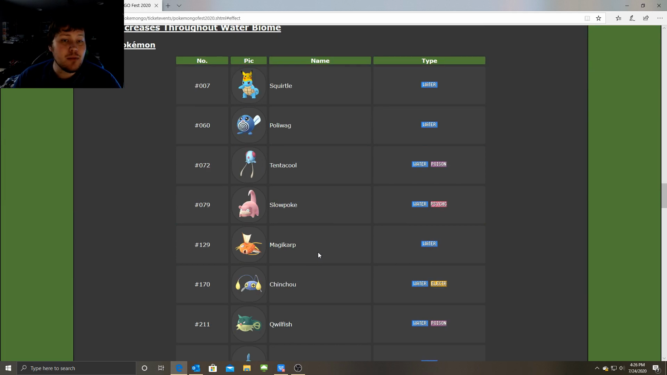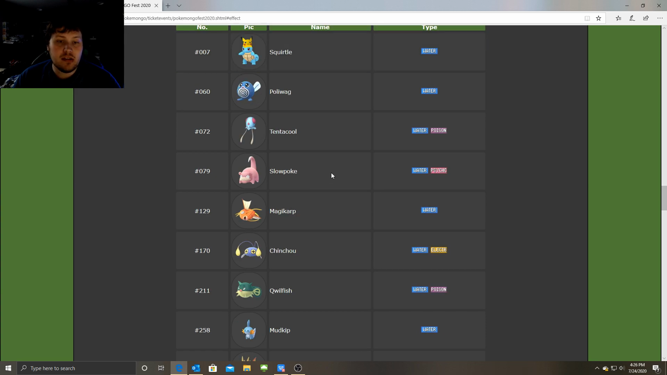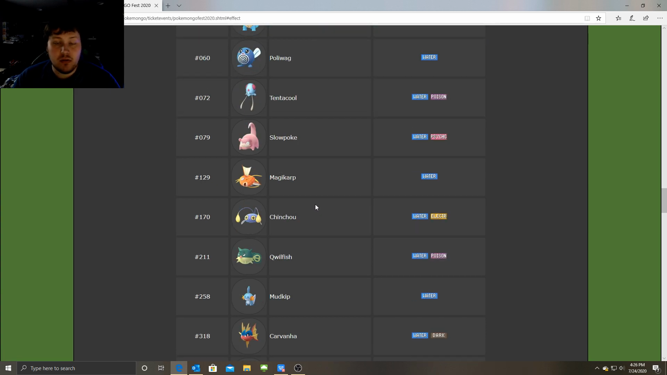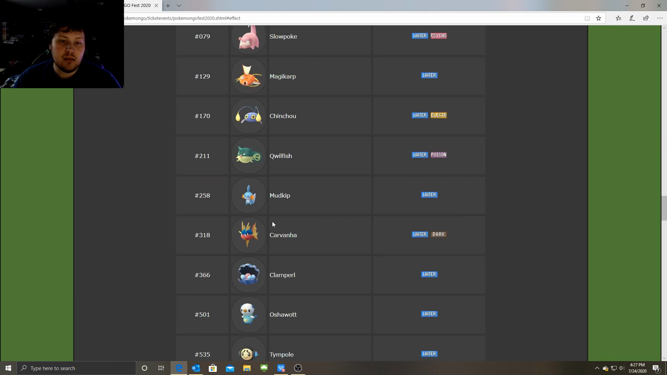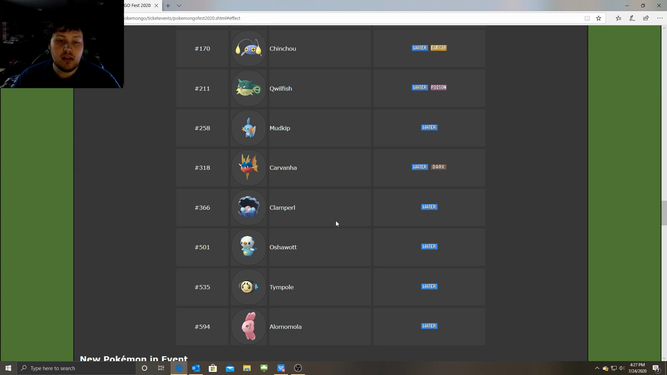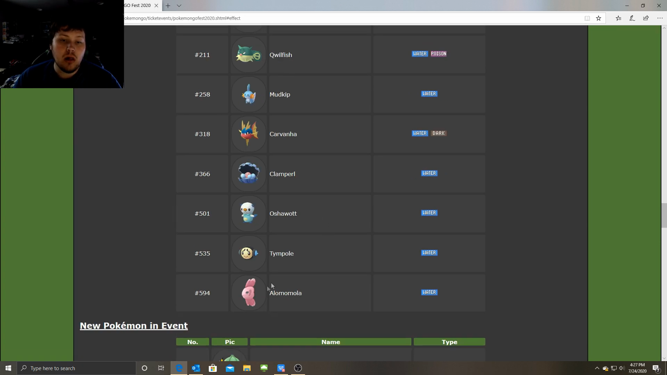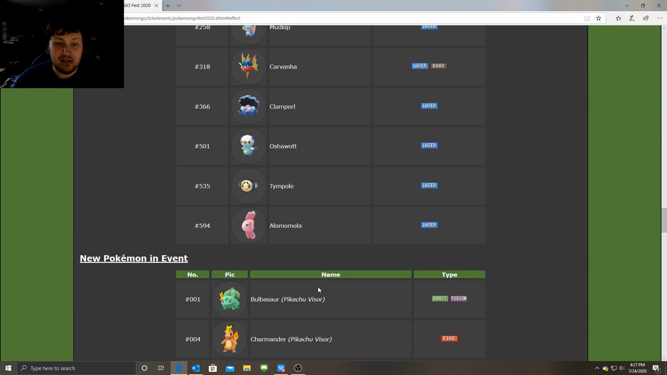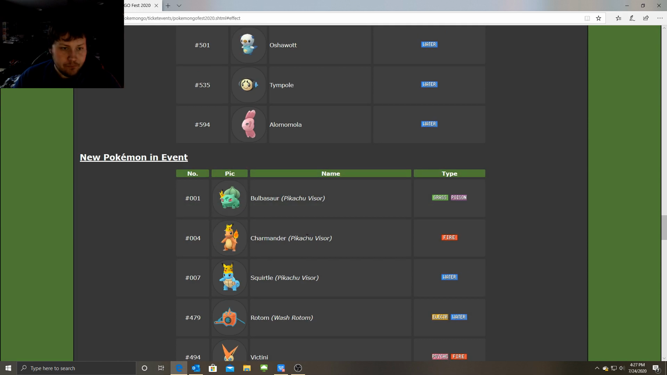Some water Pokemon that you might not have shinies of. Poliwag, Tentacool. I know I'm going to be looking for a Tentacool. Magikarp, if you still don't have one. Chinchou, this is an excellent opportunity. Quillfish, Mudkip, Carvana, another absolutely good opportunity to get a shiny Carvana. Same with Clamperl if you don't have one. Alomomola is spawning for people without a ticket as well, in case you haven't grabbed one yet.